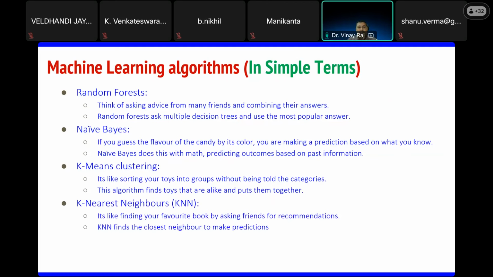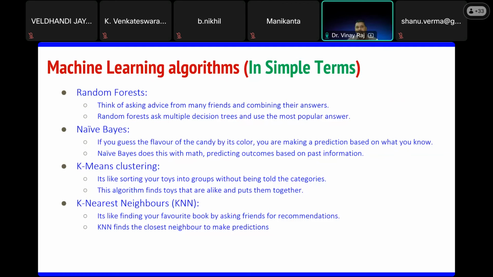K nearest neighbors, KNN. Okay, nearest neighbors. I will explain it multiple times. If you don't understand, please ask me. KNN, nearest neighbor. The first line you will understand: it's like finding your favorite book by asking friends for recommendations. I want to finalize one book. I want to have a favorite book in my mind by asking friends for recommendations.